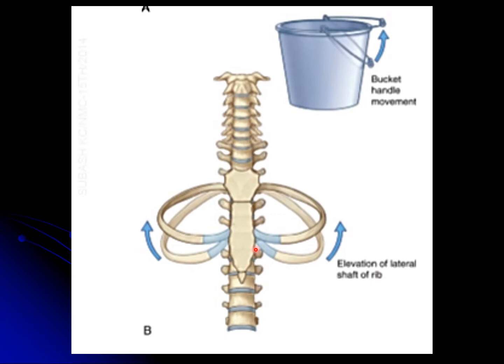So when the ribs, which are obliquely placed and move downward and forward, are raised up a little due to the movement, the transverse diameter increases. As the lateral side or shaft of the ribs elevates, the transverse diameter increases, or we can say the ribs are fanning out, especially the middle and lower part of the ribs. This type of movement is known as bucket handle movement, and it increases the transverse diameter.